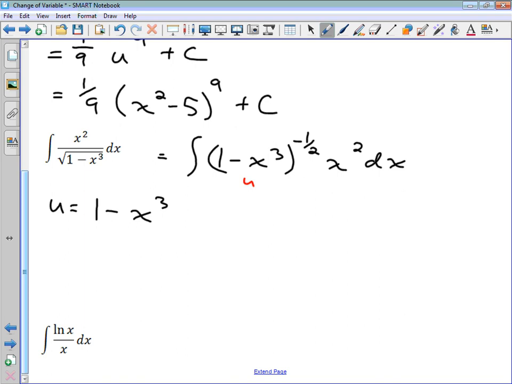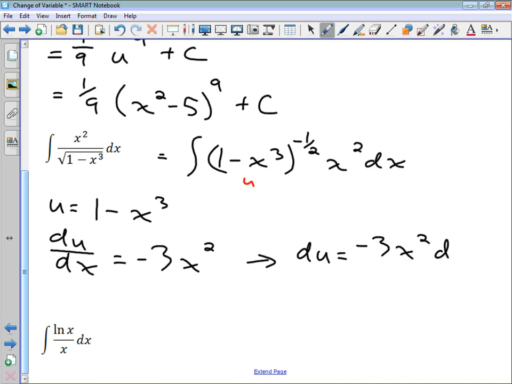If we take the derivative of that, du dx is going to equal, well, what is du dx going to be here, Hayun? Negative 3x squared. So that tells us that du, if we rearrange that, is going to be negative 3x squared dx.